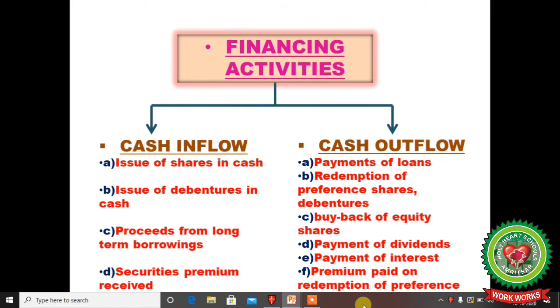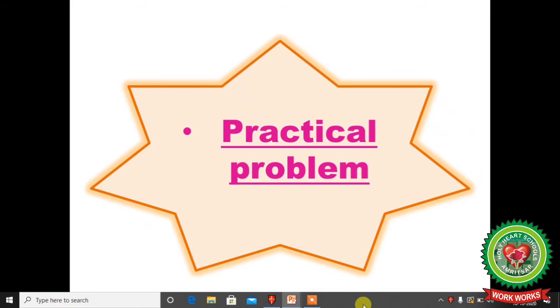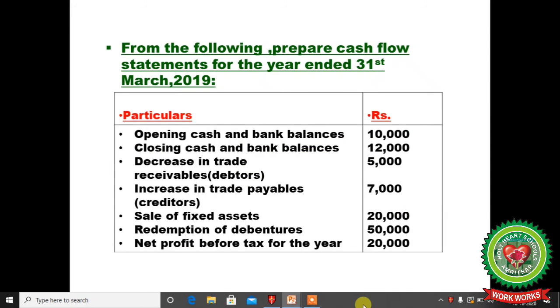Financing activities, cash inflows and cash outflows, like issue of shares in cash, issue of debentures in cash, proceeds from long-term borrowings, security premium received, and cash outflows like payment of loans, redemption of preference shares, debentures redemption. What is the meaning of redemption? Means buyback. Buyback of equity shares, payment of dividends, payment of interest, premium paid on redemption of preference. So, see the practical problem from the following. Prepare a cash flow statement for the year ending 31st March 2019.